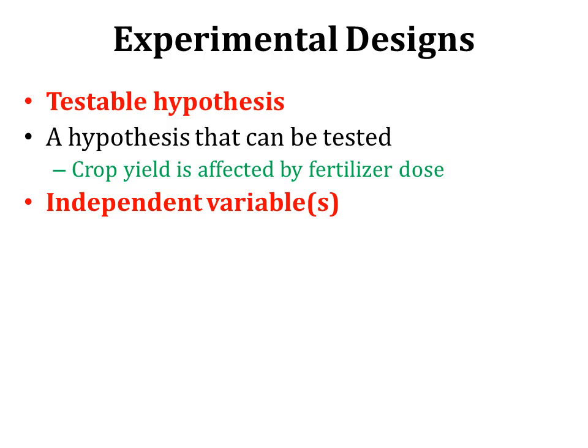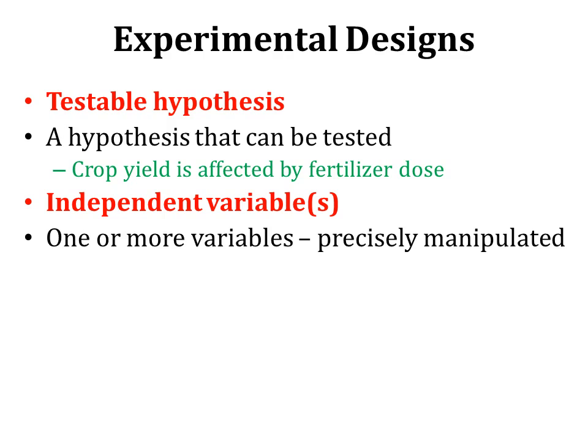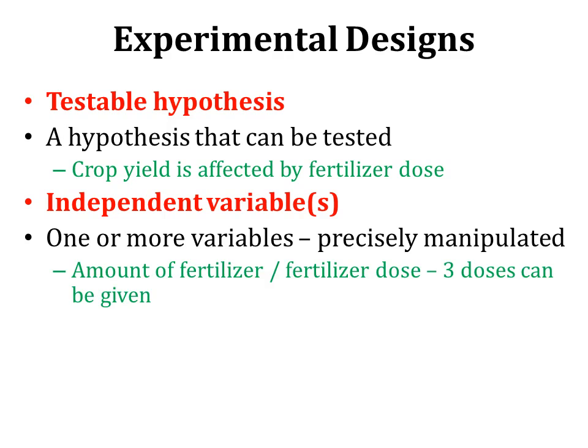And then we have the concept of independent variables. These are one or more variables that are precisely manipulated. The independent variables in experimental designs are those variables. Variables again means that they vary and that they have a variation. So these are the variables that can be precisely manipulated. So you can manipulate those variables. These are known as the independent variables.